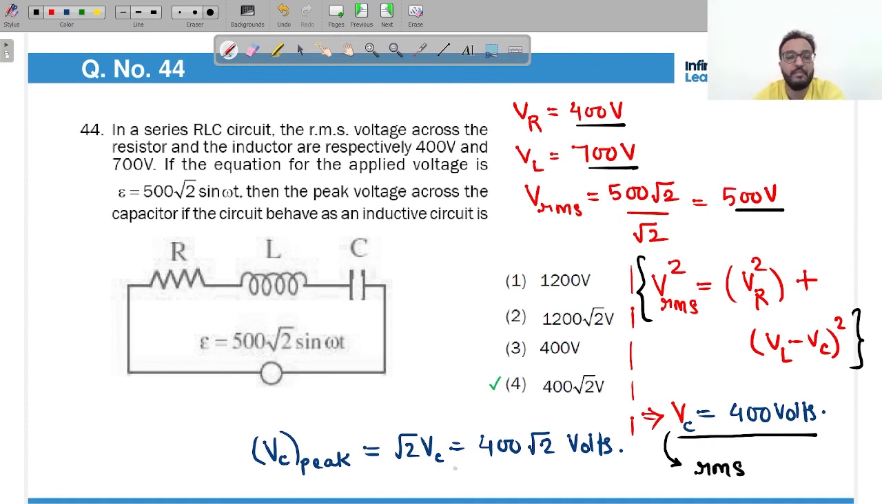But we want the peak value. Peak value will be root 2 times this. That means 400 root 2. So be very careful. You might say that option 3 is right, but it is wrong. They are asking you the peak voltage and given RMS voltage.